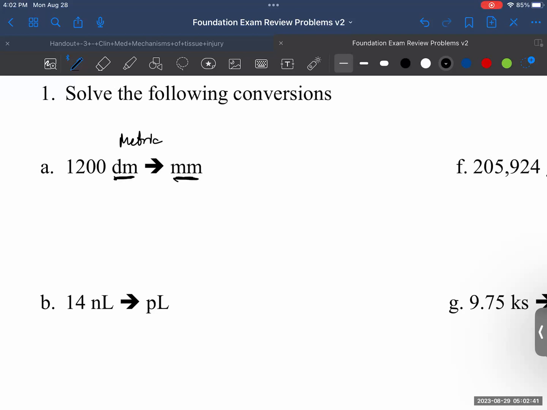So the prefix, this little dm, what does that mean again? Decimeters. Deci. So what's the power of 10 associated with it? -1. 10 to the -1. And what is this little m right here? Milli. What power of 10 is that associated with? -3.